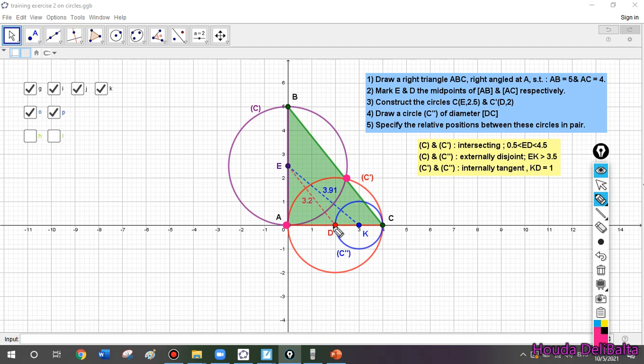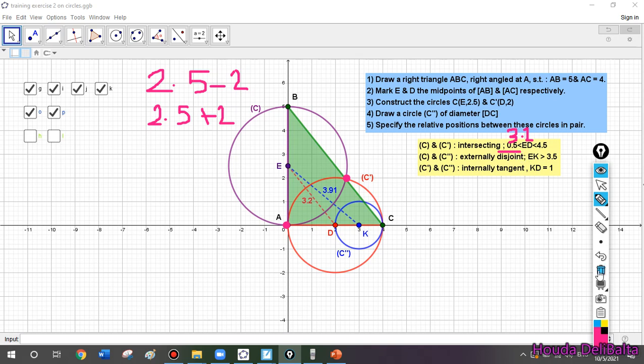That 3.2 is between the difference of the radii and the sum of the radii. What's the difference of the radii? The bigger radius is 2.5. The smaller radius is 2. Their difference is exactly 0.5. And the sum of the radii, one of them is 2.5, the other is 2, then the sum is 4.5. So we notice that the number 3.2, when I measure it with the ruler, is between 0.5 and 4.5.